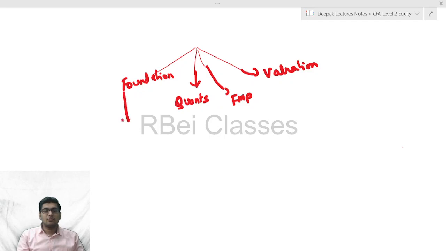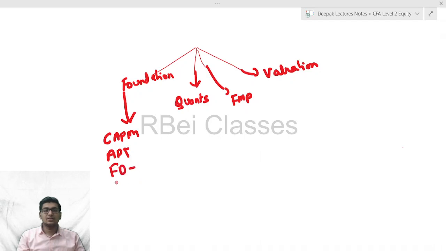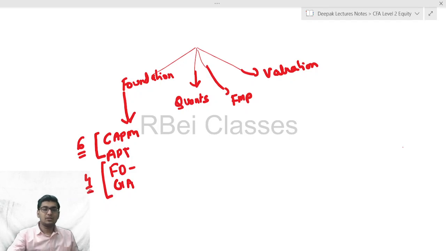So from the foundation, the important chapters will be CAPM, APT, Financial Disasters Theories, and GARP Code of Conduct. Clear? From these, you can expect on an average, okay, this is just what I personally feel, how many questions can come from which area, which domain. From this you can expect 6 questions, and from this you can expect minimum 4 questions. So on an average you got the idea of about 10 questions from this area.